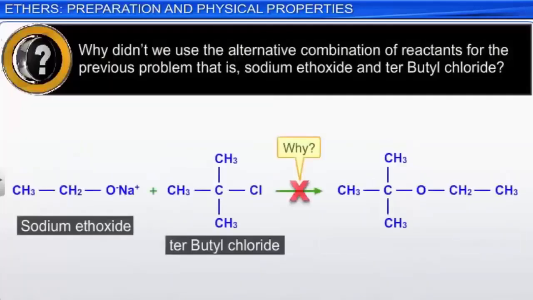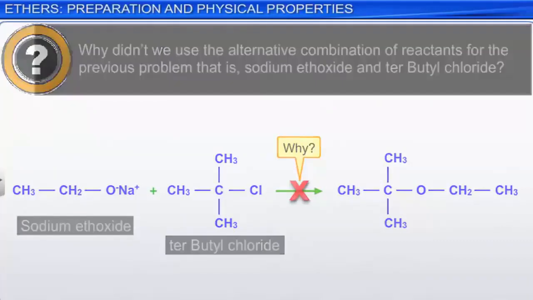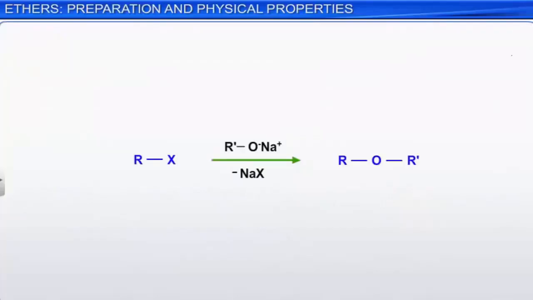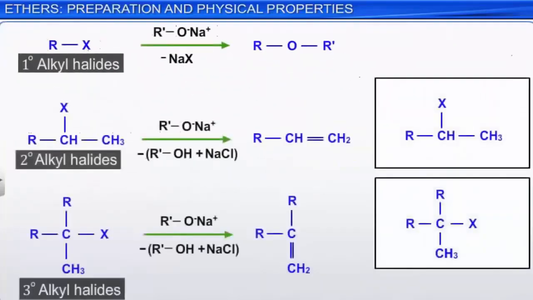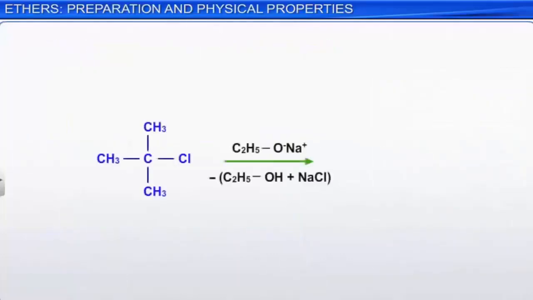Why didn't we use the alternative combination of reactants for the previous problem, that is, sodium ethoxide and tertiary butyl chloride? We had noted earlier that the Williamson synthesis is only suitable for primary alkyl halides. This is because when secondary and tertiary alkyl halides react with metal alkoxides, elimination reactions tend to occur and alkenes form. The reaction of sodium ethoxide and tertiary butyl chloride would form 2-methyl-prop-1-ene as the major product.